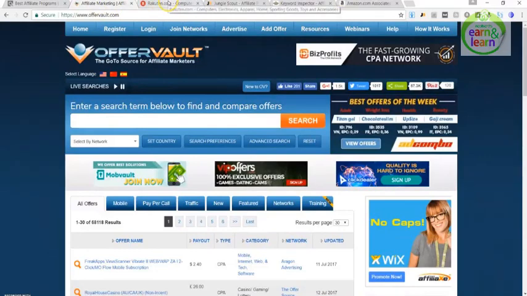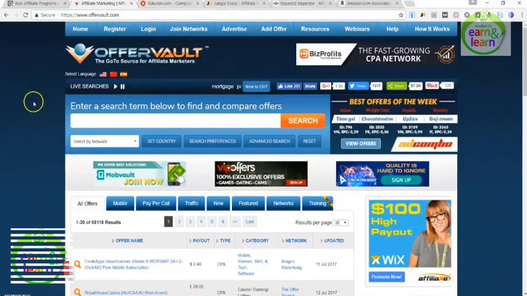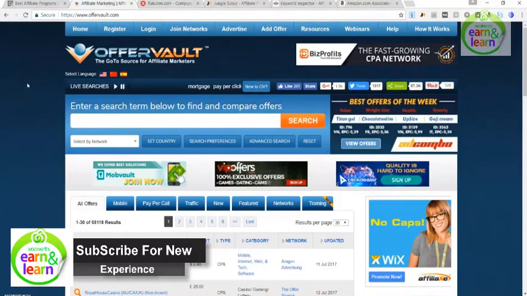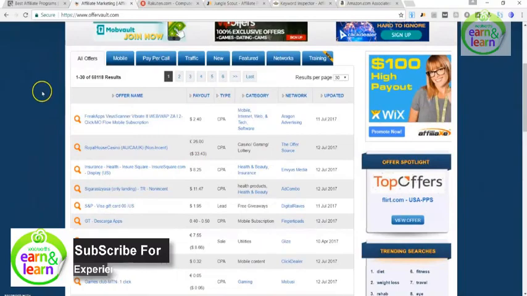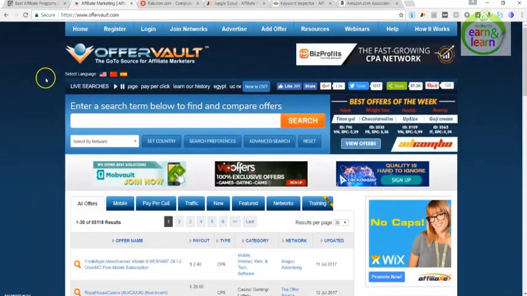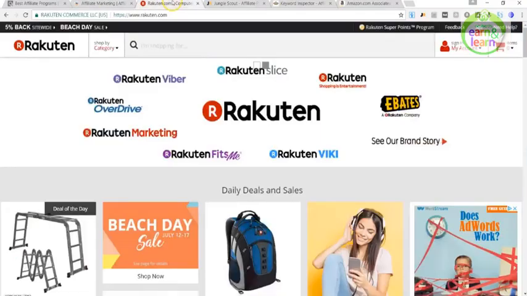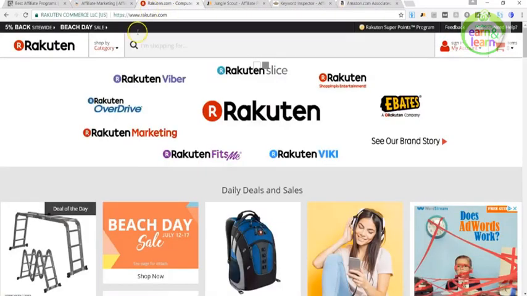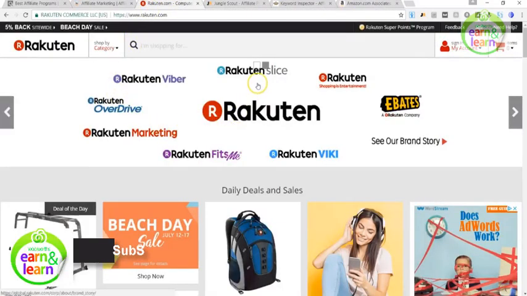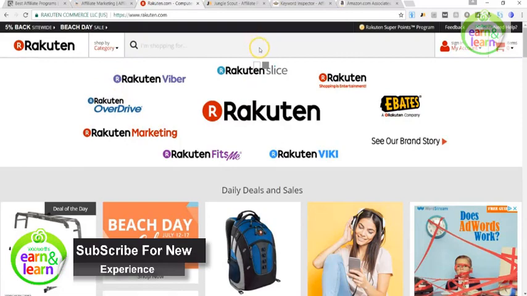You can also do OfferVault, it's a great one. There's a lot of pay-per-leads on OfferVault, pay-per-actions, so you don't necessarily have to get people to buy. You can literally just get them to opt in, and a lot of those forms are already created for you, so you can literally just throw the HTML in your email. All this is very simple stuff. There's also Rakuten. There's also Amazon affiliates. There's a million of these. They're all great. You just need something to market. You just need to pick a niche that you can market to.